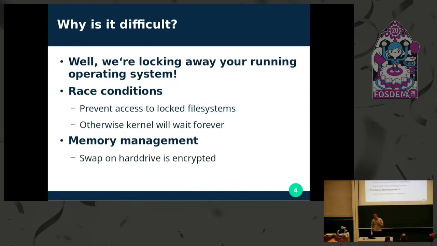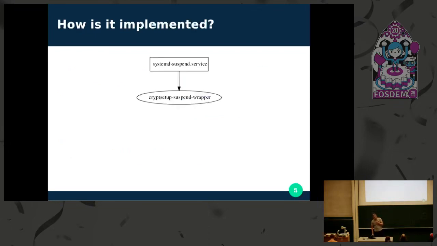So since this is the dev room, I'm going to dive right into the details of how we implemented this. systemd is standard in Debian nowadays, so we start with a drop-in unit for systemd, and we override the command that happens on suspend mode. Usually it calls a binary called systemd-sleep, and we override it with a wrapper for our purpose, which we call cryptsetup-suspend-wrapper.